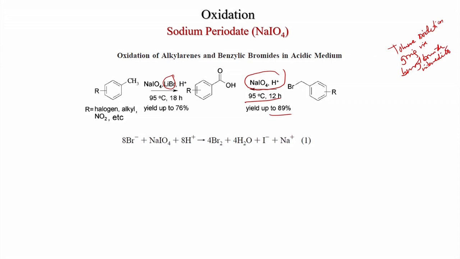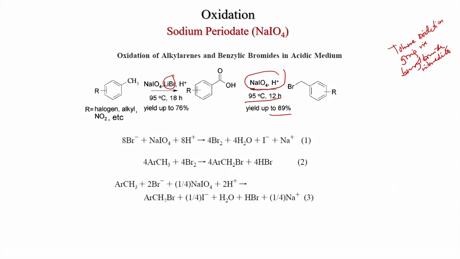So what is the reaction equation? Lithium bromide, sodium periodate in acid condition, it is becoming bromine, water, I minus plus Na plus. So this is the stoichiometry, and now your toluene can react with bromine and generate the benzylic bromide and HBr. So this is toluene CH3 is getting activated under this condition to get a bromine compound, aryl benzyl bromide.